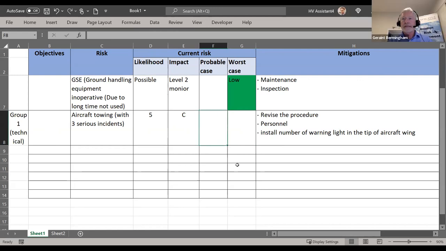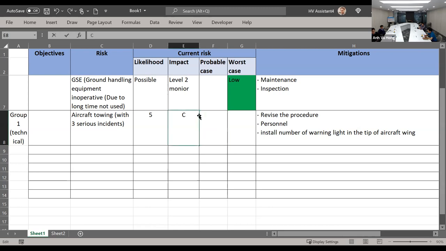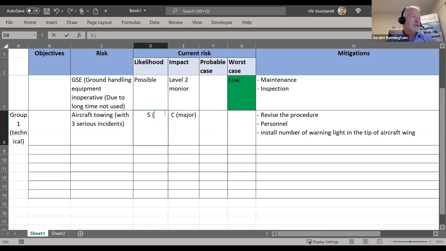Sorry, can I just clarify? Have you got a different matrix to the one that's in slide pack two? The aligned matrix should be rare, and the impact should be major. Jerome, can you hear that? Yes, I heard the word rare.